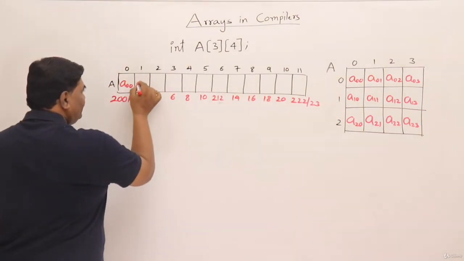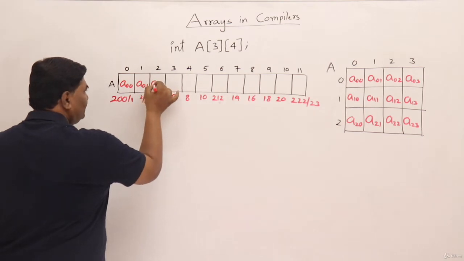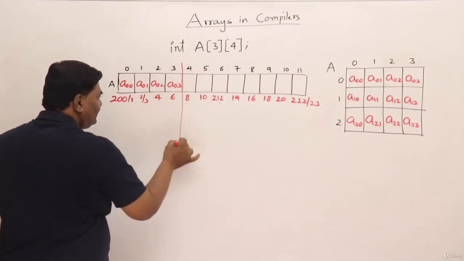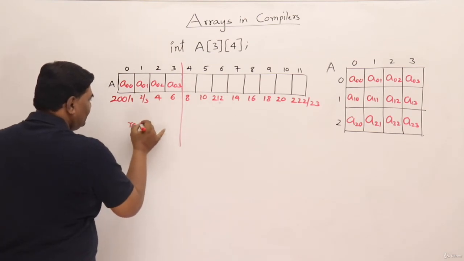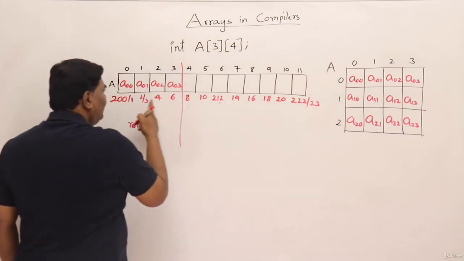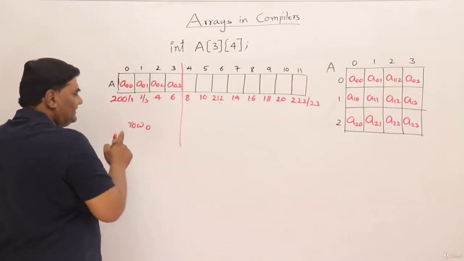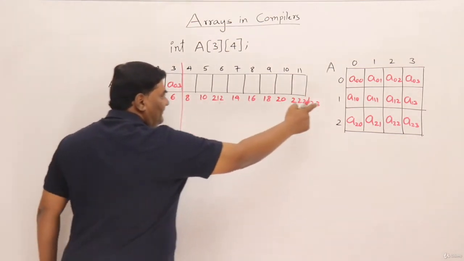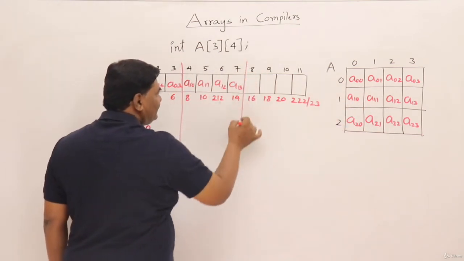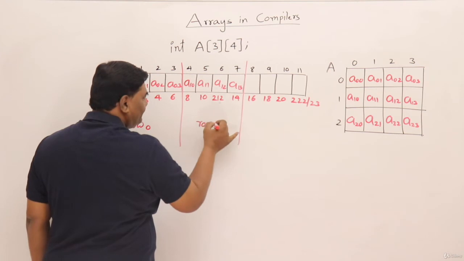A00, this is the first value in the first row, then A01, A02 and A03. So this is row number 0, index 0. So I have completed the first row, the one whose index is 0. Now I will write down the elements of the next row. This is row index 1.